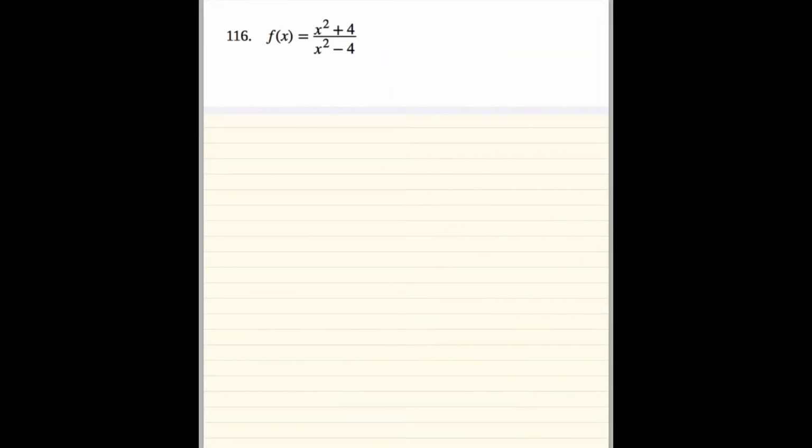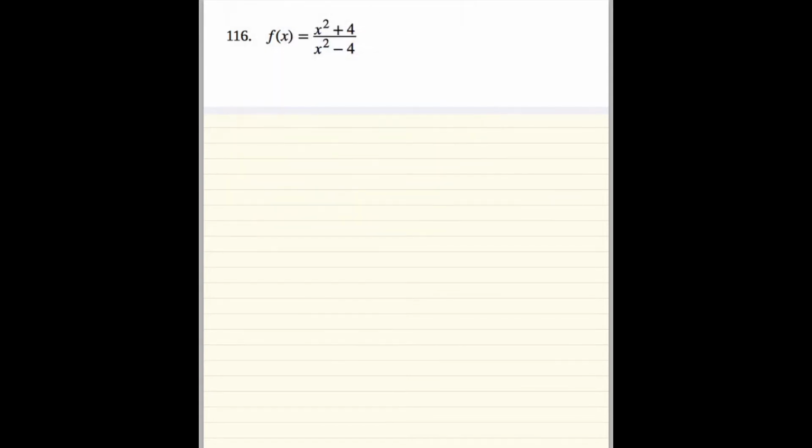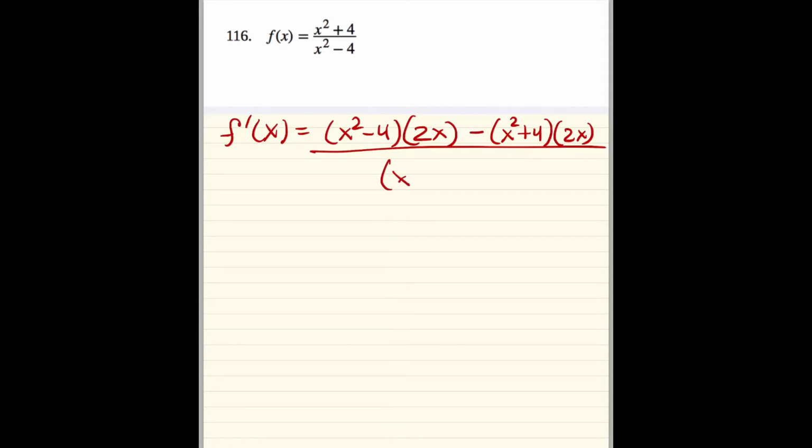In this problem, you have no other choice but the quotient rule, because x squared minus 4 is factorable in the denominator, but x squared plus 4 is not, so nothing cancels. You should always try to see if something cancels. How do we do the quotient rule? We're going to keep the bottom, derivative of the top, which is 2x, minus keep the top, derivative of the bottom, which is 2x, all over the bottom squared. Don't ever touch the bottom.